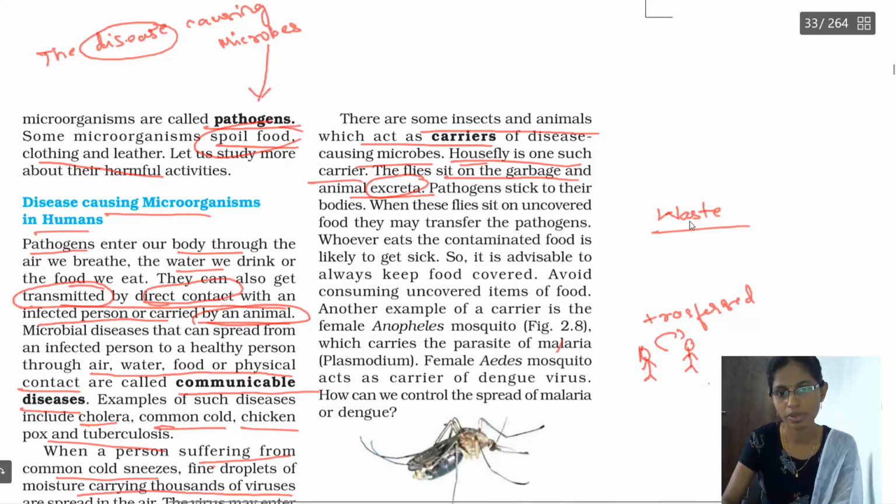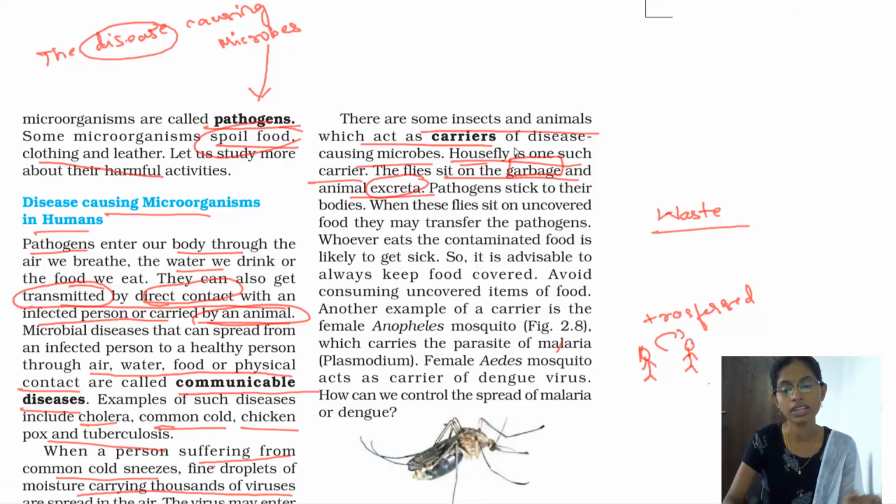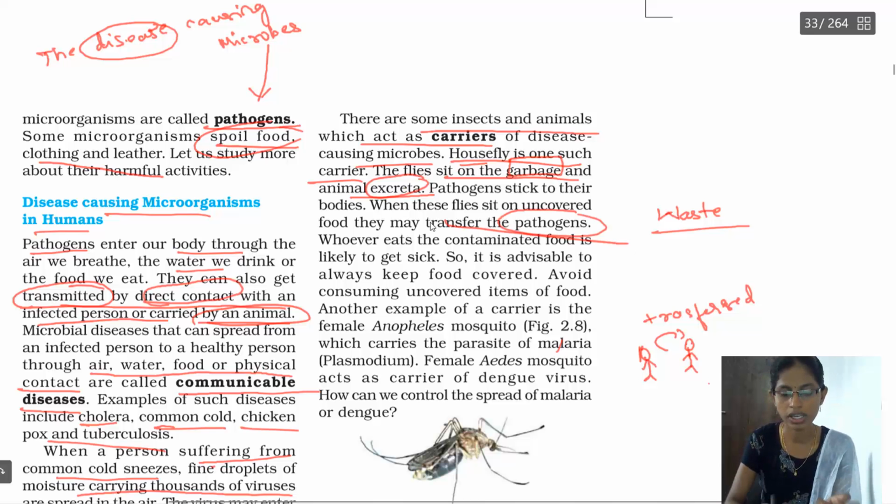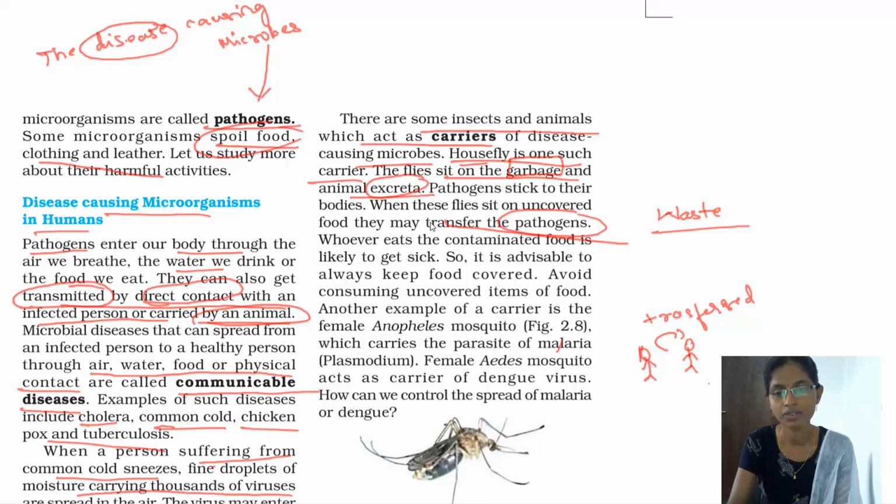They sit on the garbage. Garbage is nothing but waste. They sit on dustbins and on animal waste, and then they come into our houses. They sit on our uncovered food and transfer the pathogens, that is, disease-causing microbes. That food is unknowingly eaten by humans or other animals. In this way, the bacteria or the viruses enter the body.